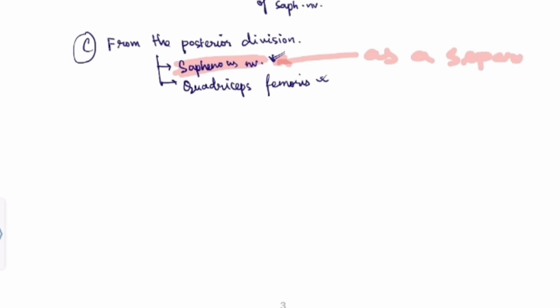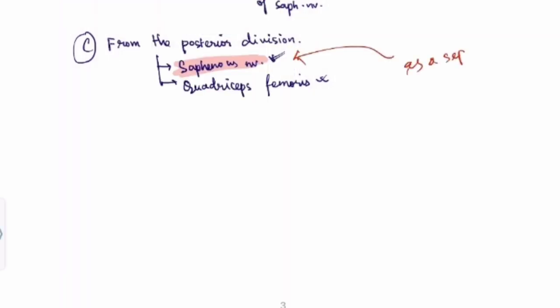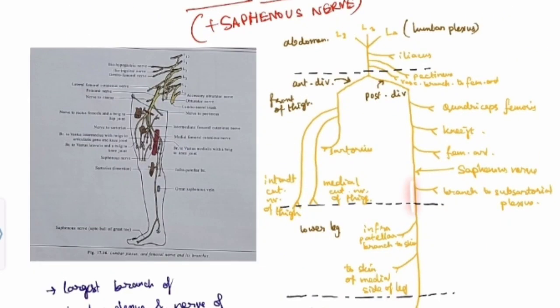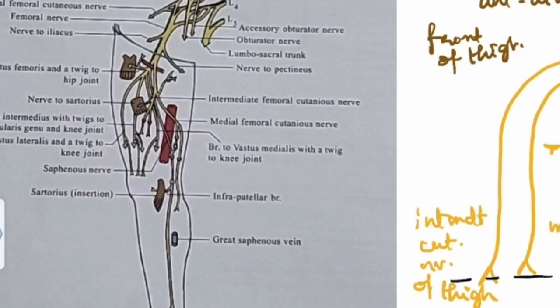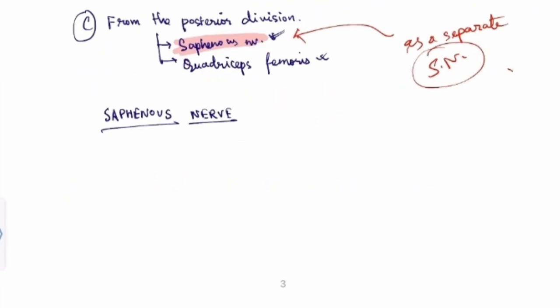Okay, this is looking bizarre. It may come as a separate short note. So now we are going to learn about the saphenous nerve. You can see the communication here, and I guess you can also see the communication here. So my dear saphenous nerve is here, and here. Wow.